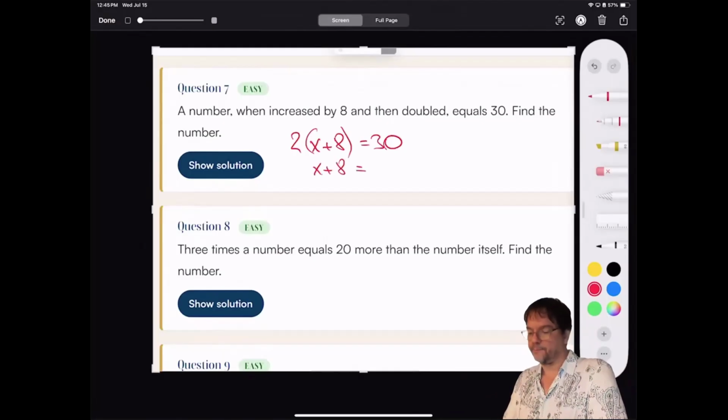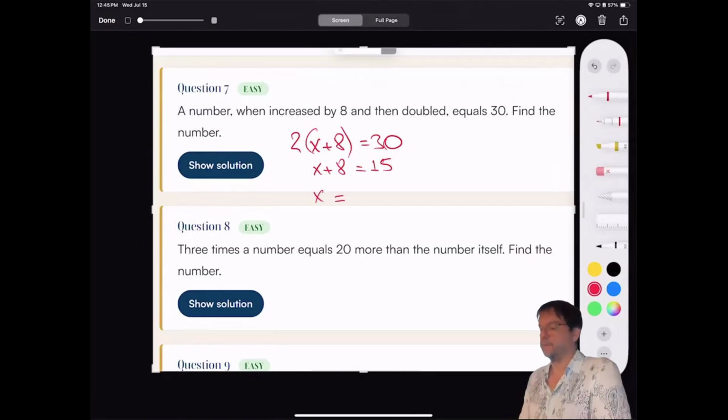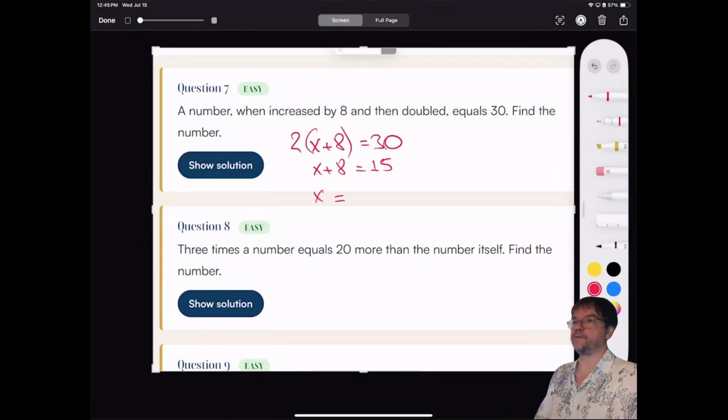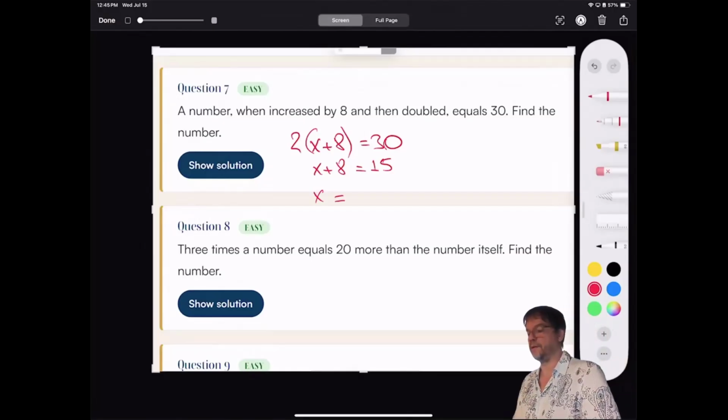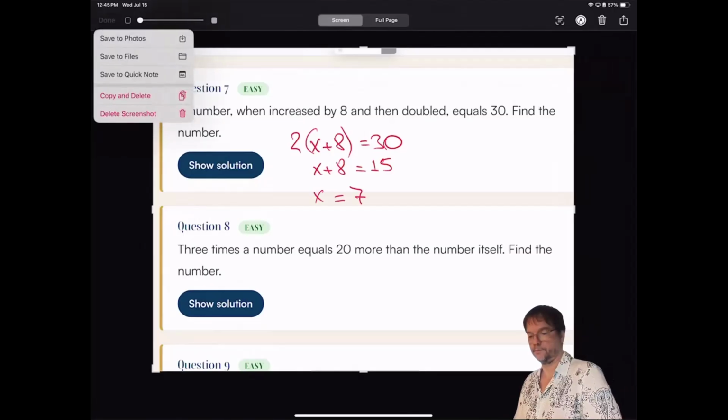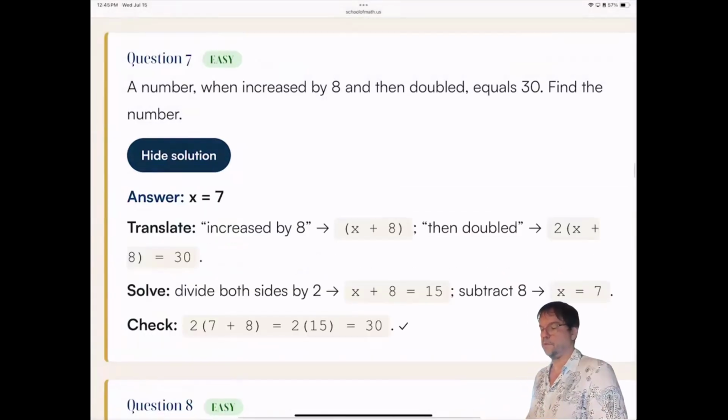X plus 8. 2 is multiplying, you pass dividing. 30 divided by 2 is 15. Do you agree? 8 is adding, you pass subtracting. 15 minus 8 is 7. Is that okay? This is what you answered?